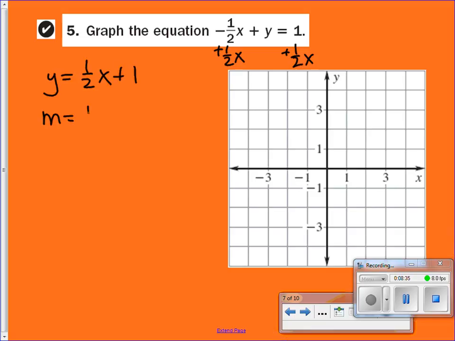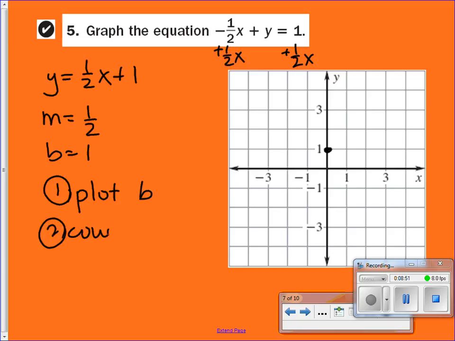That means my slope is 1/2. My y-intercept is 1. And remember, the first thing we do is plot our y-intercept. I'm going to go to my y-axis, plot my y-intercept. The next thing I'm going to do is count my slope and do it a couple times. So, and repeat. So if my slope is 1/2, that means I go up 1 over 2, plot my point.